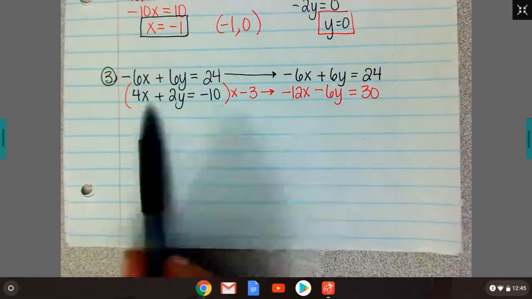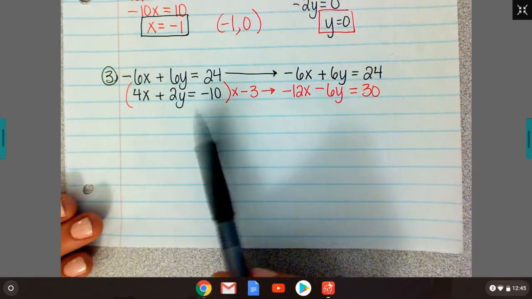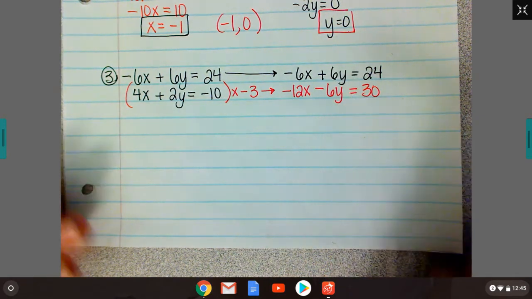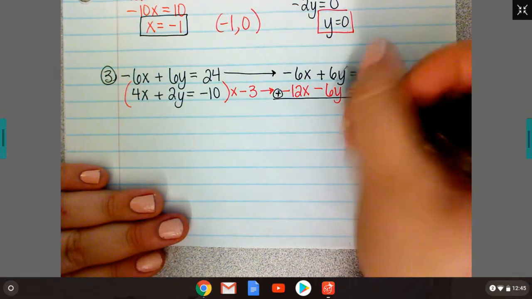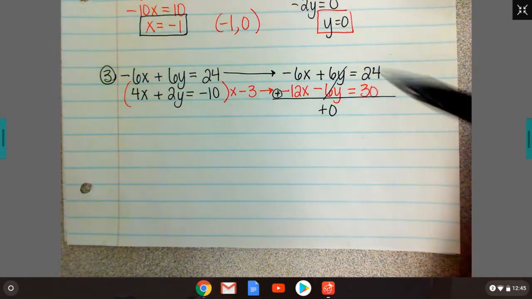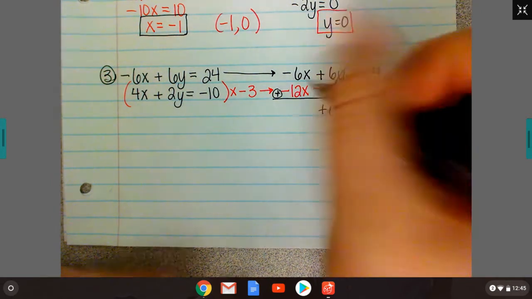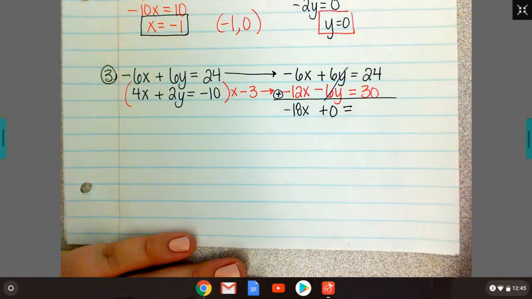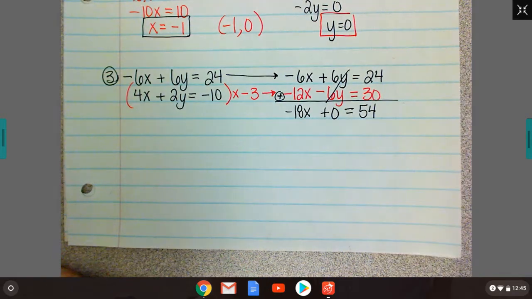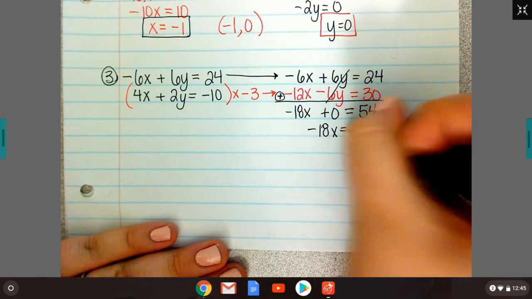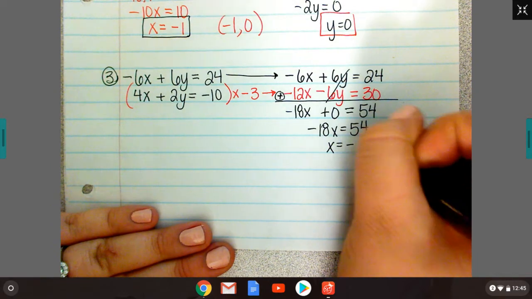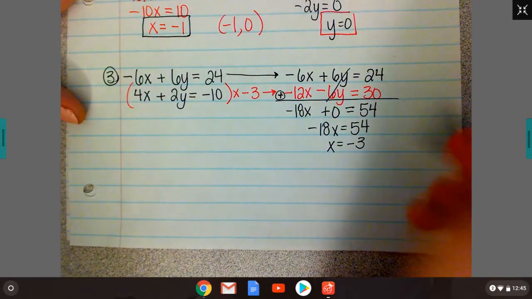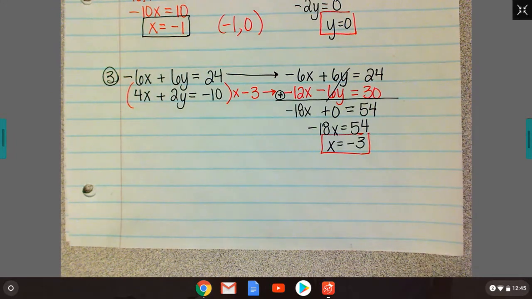Now I've rearranged this one by multiplying everything by negative 3, so it's the same equation. And now I'm in a good spot to add, because these will end up canceling to become 0. So I've got negative 6x minus 12x is negative 18x equals 54. Divide both sides by negative 18, and we should get x equals negative 3. So there's the first of our two coordinates.